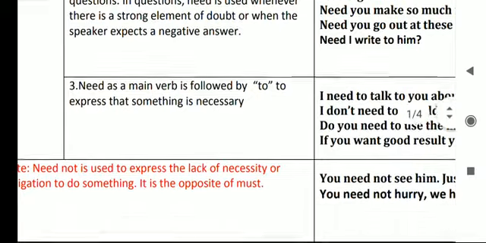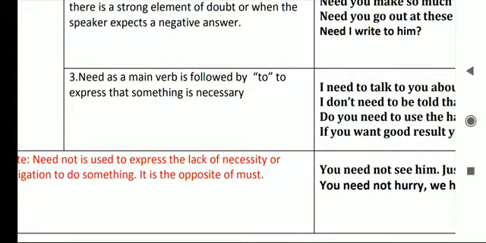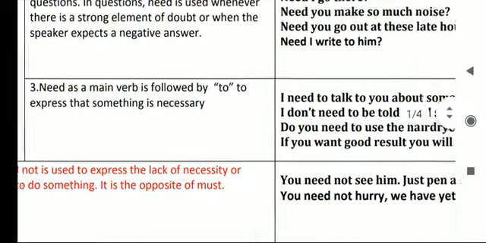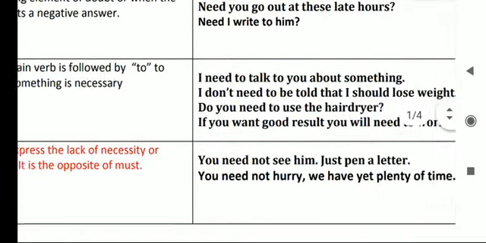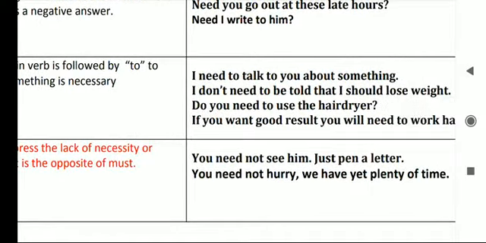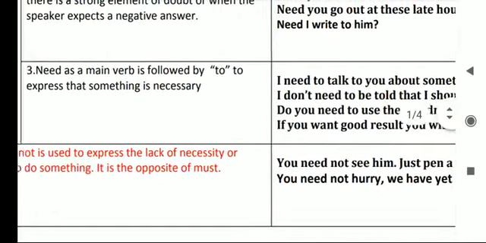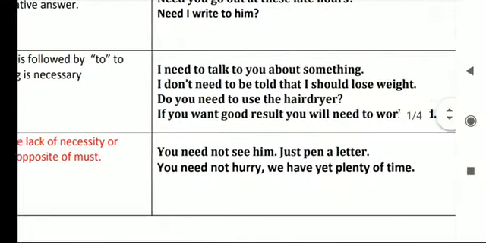Now, need as a main verb is followed by to to express that something is necessary. When we use need as a main verb followed by to, it expresses that something is necessary, as in the following examples. I need to talk to you about something. That means something is necessary.